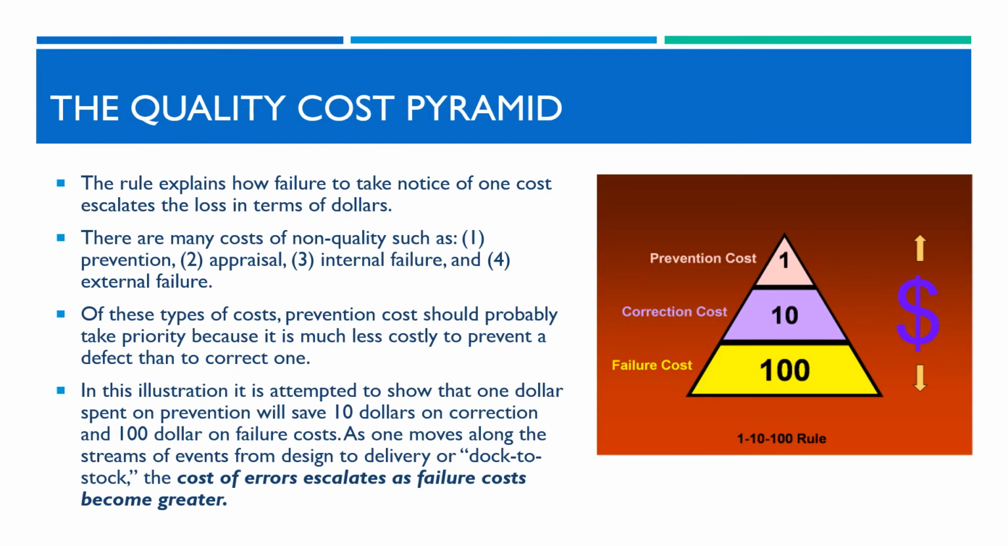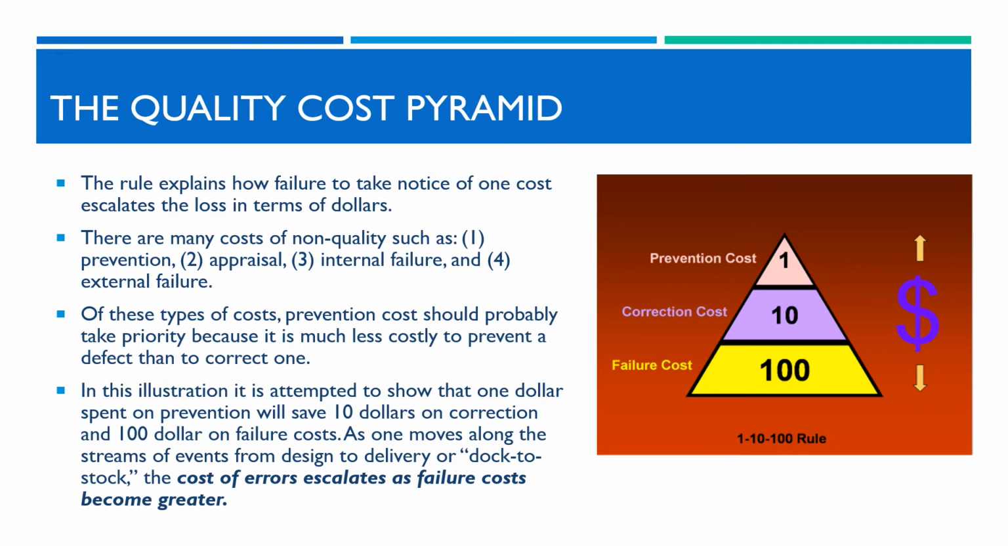The quality cost pyramid helps illustrate this rule of quality cost escalation. The rule explains how failure to take notice of one cost escalates the loss in terms of dollars. Of the 4 types of quality costs, prevention cost should probably take priority, because it is much less costly to prevent a defect than to correct one. In this illustration, we attempt to show that $1 spent on prevention will save $10 on correction and $100 on failure costs. As one moves along the streams of events, from design to delivery, the cost of errors escalates as failure costs become greater.